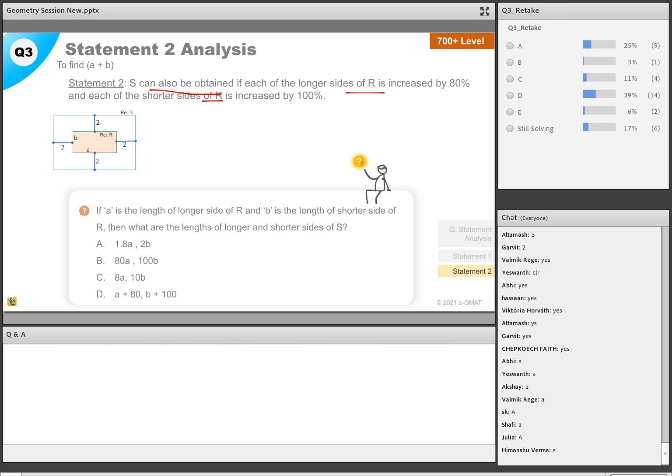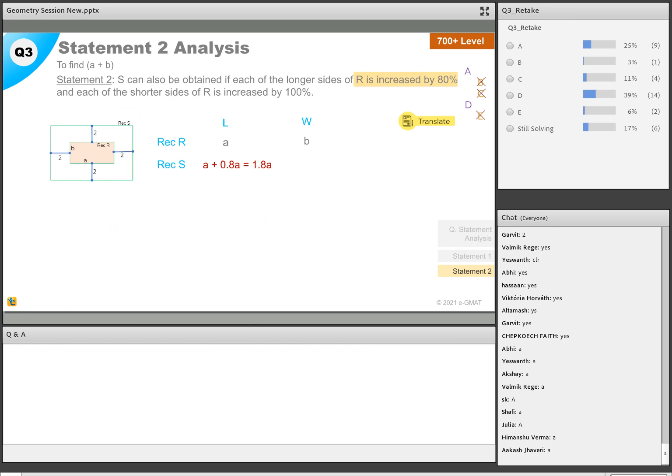Option A is absolutely correct, because when I increase A by 80%, it becomes 1.8A. When I increase B by 100%, I'm sorry, it becomes 2B. Okay, so now what do I have? I have the values of lengths and widths. That's equal to 1.8A and 2B.